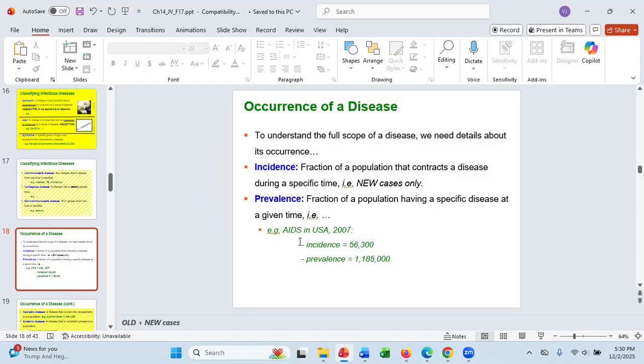For example, in the numbers of AIDS in the United States in 2007, the incidence of new patients in 2007 was 56,300 patients coming down with a new case of HIV or AIDS. But the prevalence in 2007 was 1,185,000 patients in the United States, being both new cases and old cases.